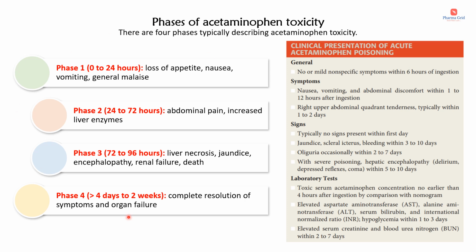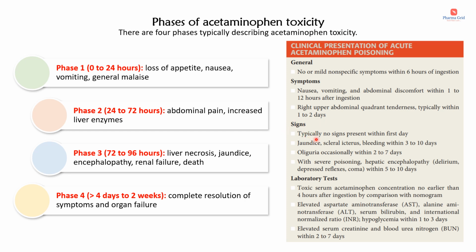So these all are the four phases of acetaminophen toxicity. And here you can see the clinical presentation of acute acetaminophen poisoning. General: no or mild non-specific symptoms within 6 hours of ingestion. Symptoms mainly include nausea, vomiting and abdominal discomfort within 1 to 12 hours after ingestion. Right upper abdominal quadrant tenderness typically within 1 to 2 days.